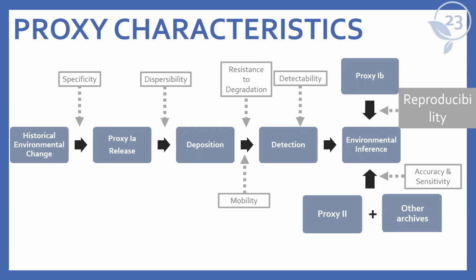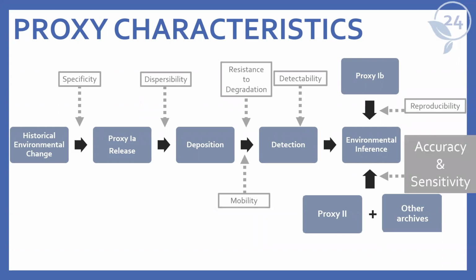Reproducibility has to do with, if you have something like a highly reproducible proxy, it would be pollen. So you can say that from this lake I've sampled pollen, and from this other lake I've sampled pollen as well. Do those match up? There are some changes in dispersibility and also lake type that will affect this, but overall, is that proxy reliable, and is it able to repeatedly tell you about a certain historical environmental change across different sites? The last two here are accuracy and sensitivity.